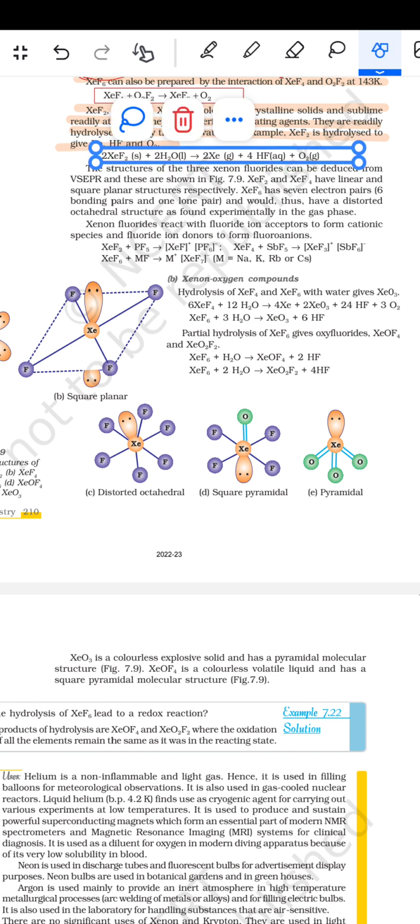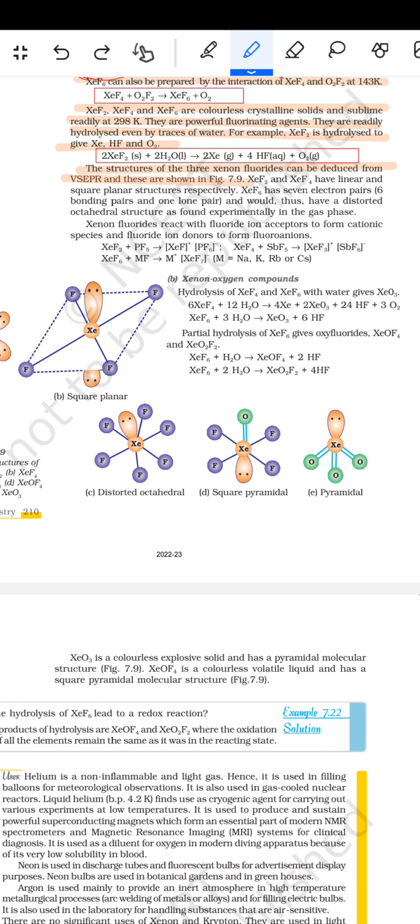Then the structures of the three xenon fluorides can be derived from VSEPR, and these are shown in figure 1.9. XeF2 and XeF4 have linear and square planar structures respectively. XeF6 has 7 electron pairs, 6 bonding and 1 lone pair, and would thus have a distorted octahedral structure, found experimentally in the gas phase. Xenon fluorides react with fluoride ion acceptors to form cationic species and with fluoride ion donors to form fluoroanions.